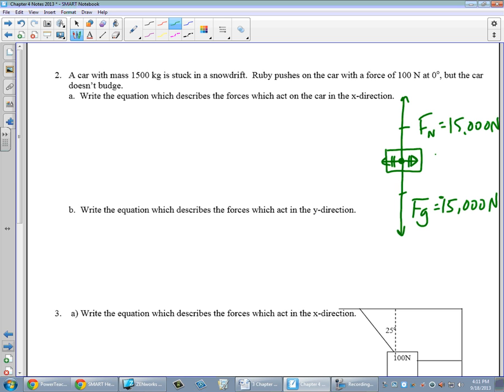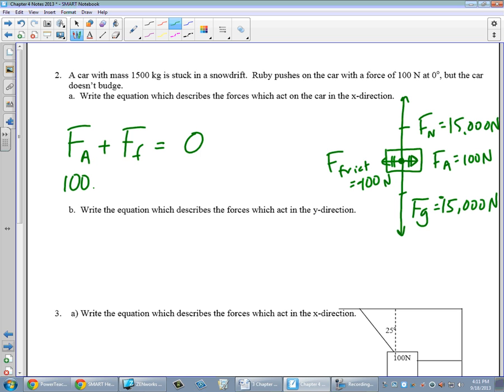We've got an applied force of 100 newtons, and then we've got a frictional force, which is also 100 newtons. And the frictional force, since the way I've drawn it is to the left, I'm going to call that a negative value. So now the equation which describes the forces which act on the car in the x direction: the applied force plus the force of friction must equal 0. Or 100 newtons plus negative 100 newtons equals 0 newtons.